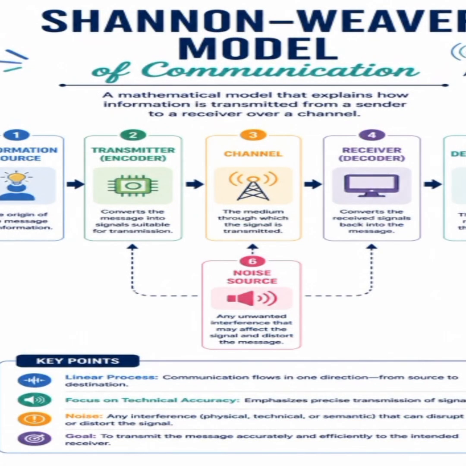Fifth, we have the destination, the intended recipient of the message or the final stop. This is the mind of the person sitting at the other end of the line listening to or reading the message. Number six, we have noise. Noise could be referred to as any unwanted interference that may affect the signal and distort the message.